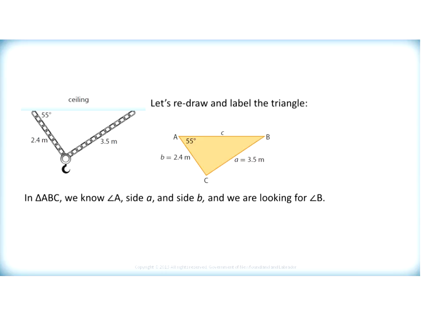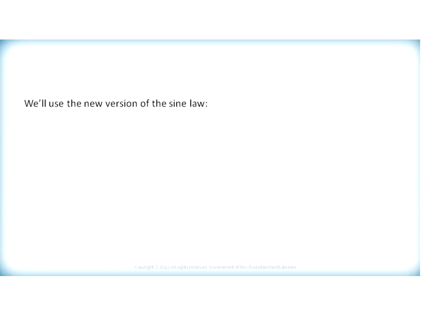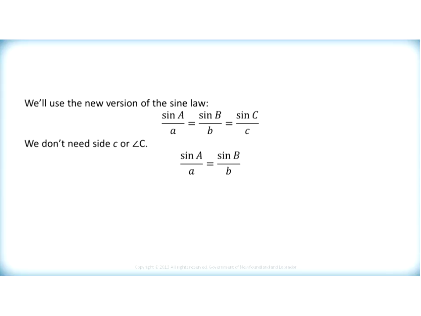So to set up our sine ratio, or sine law, I should say, we've got sine A over a equals sine B over b equals sine C over c. Well, sine C over c is totally unnecessary in this case. We don't have to worry about that part at all. So we're going to simplify it down to sine A over a equals sine B over b. So we fill in our known information. Angle A was 55 degrees, side a was 3.5 meters, sine B we're looking to find, and side b is 2.4 meters.